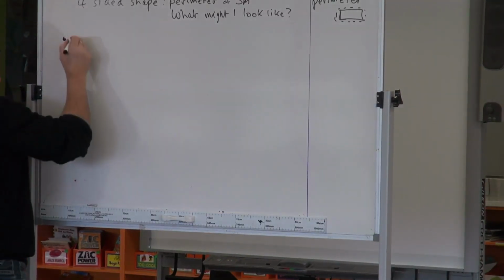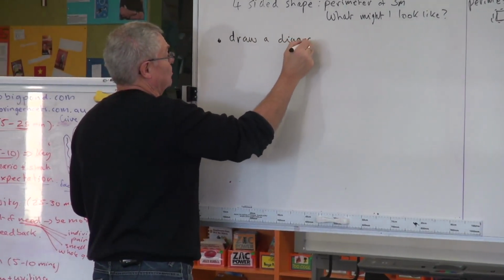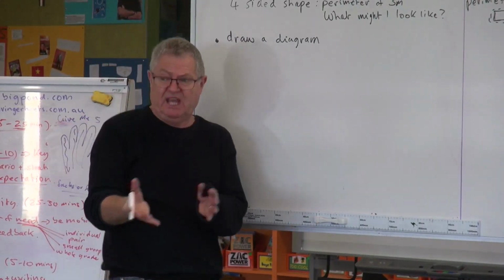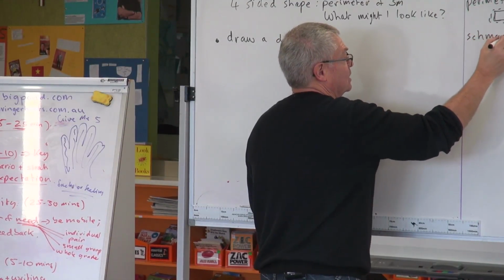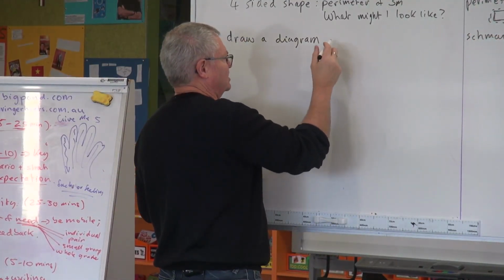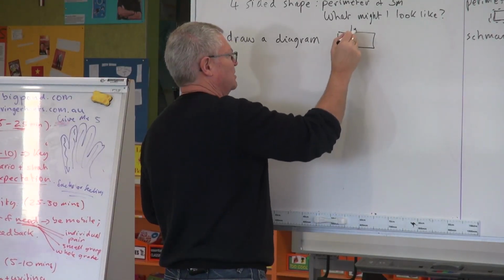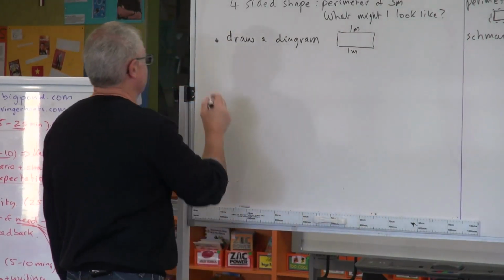In the end, you're all going to draw a diagram because you'll be presenting your work, and there'll be more than one shape, by the way. You'll all be doing a schmancy diagram, but you might just do a rough one to get you started. You might go, like that side can be 1 metre. So that's draw a diagram.